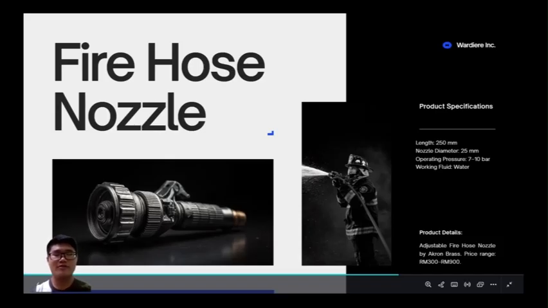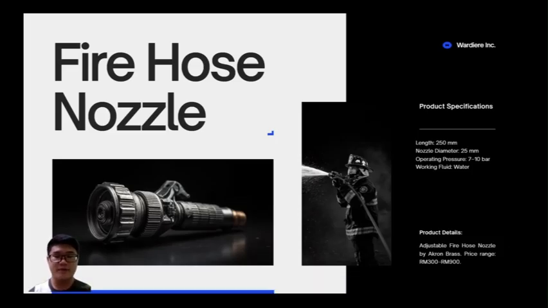The nozzle works by reducing the outlet area, causing the water to flow at a much higher velocity. This high-speed water jet can travel a long distance and effectively extinguish fires. However, because the water's momentum increases, an equal and opposite reaction force is produced, pushing the nozzle backward. This is why firefighters need to hold the nozzle firmly during operation.